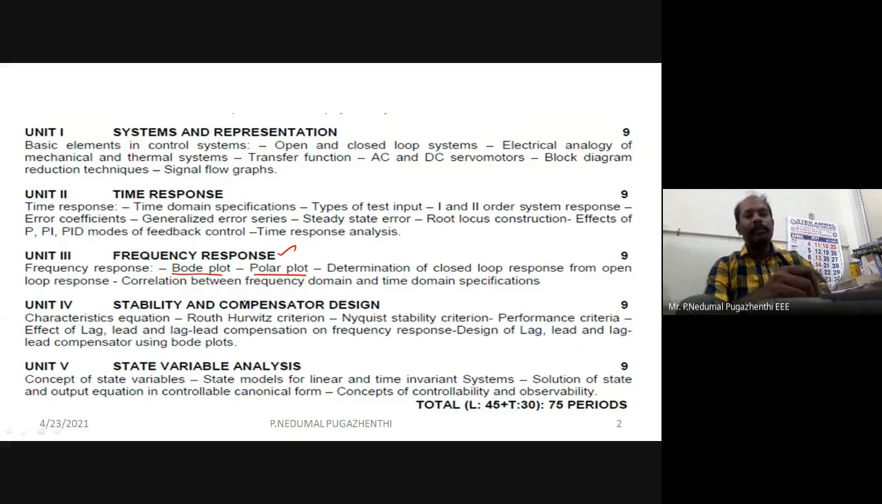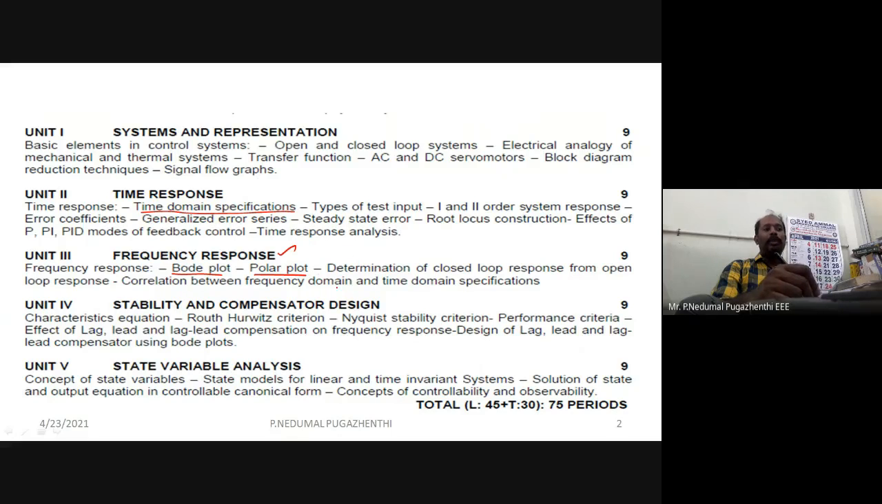So you will be provided with G of S, H of S, and you are supposed to find the response of the system when it is connected in a closed loop. And you will be asked to know the correlation between frequency domain and time domain specifications. In the second unit we learned time domain specifications like rise time, peak overshoot, settling time, everything. So how are they related to some of the frequency domain specifications available? We should know the correlation between them. Some relation is there.